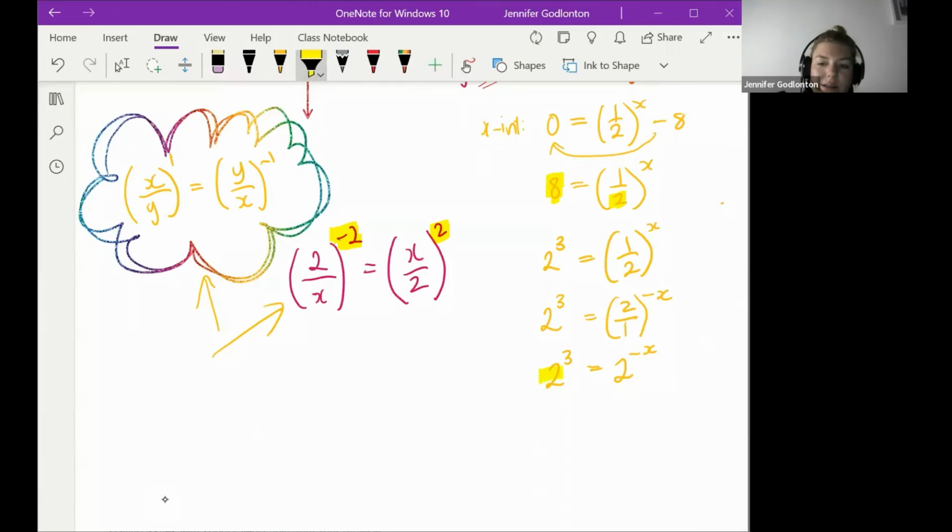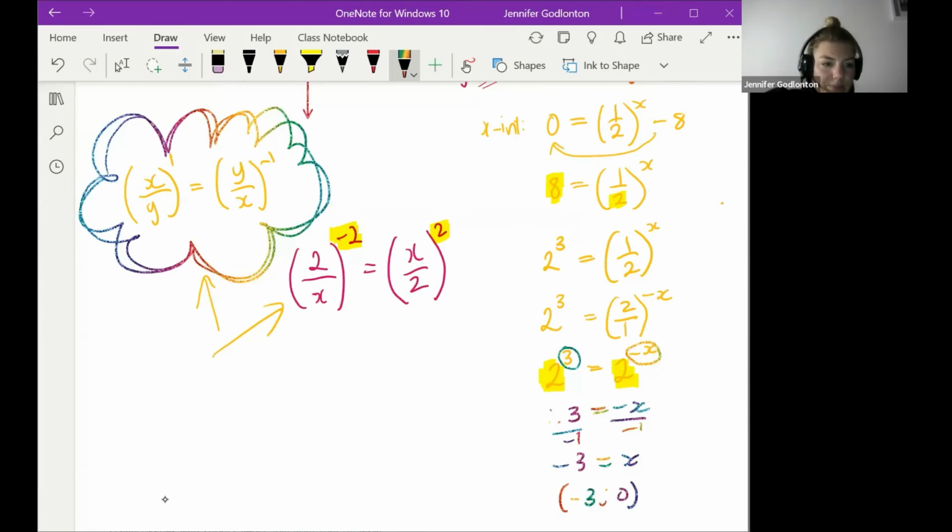So as long as my bases are the same as each other, then my exponents will be the same as each other. And so I can say, therefore, 3 is equal to negative x. And then I just divide both sides by negative 1, or I move my x over, and I see that x is equal to negative 3. And so my coordinates will be negative 3 and 0.